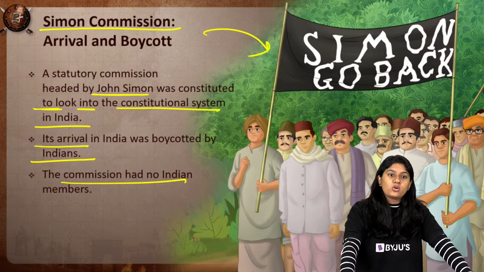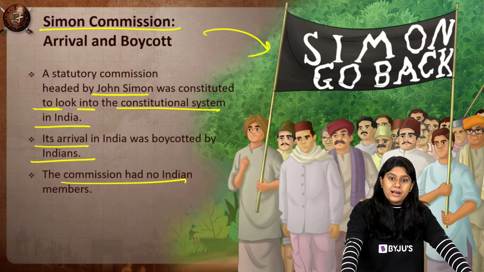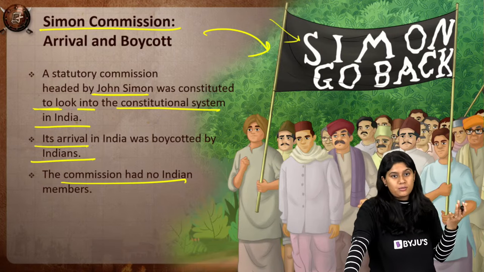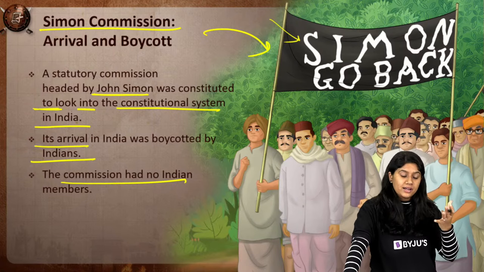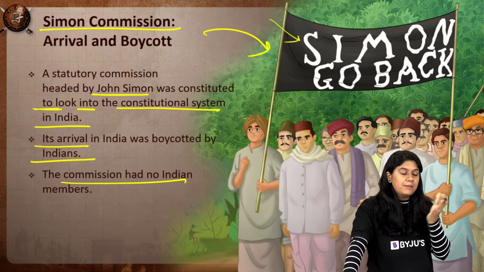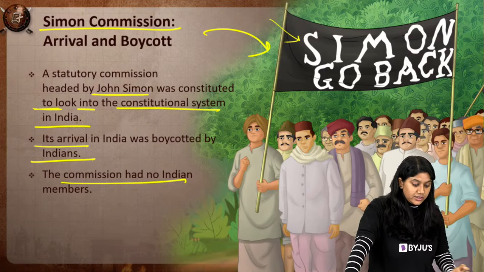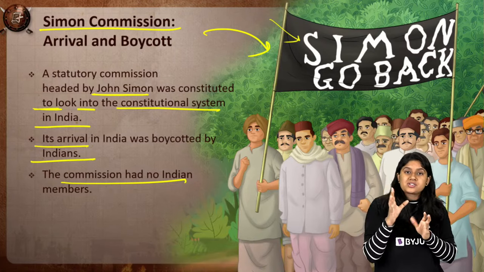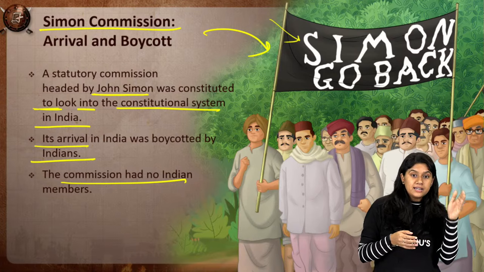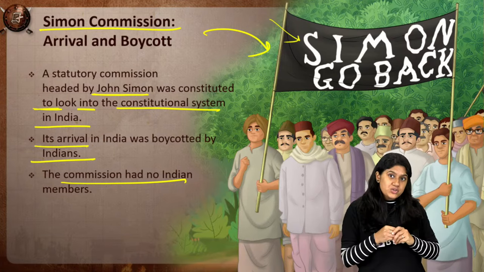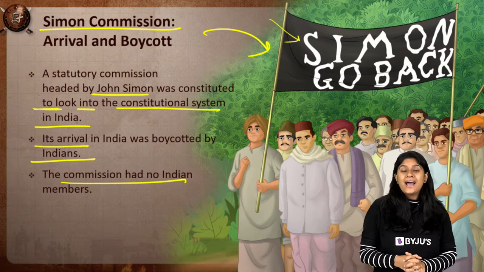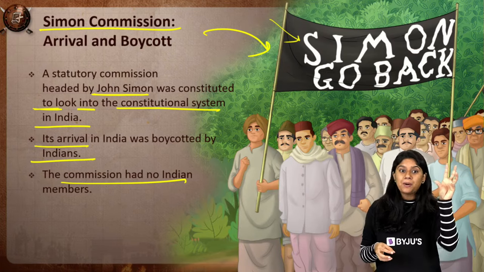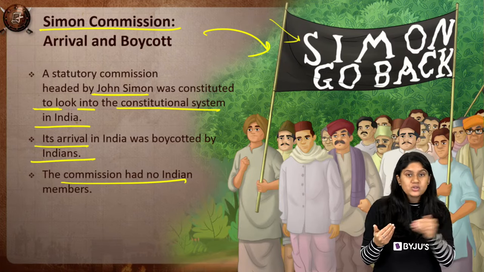We have a very famous slogan, Simon, go back. Simon, go back, right? Why are they saying this? They're saying it to the person and of course to the commission also, that Simon, go back. They don't want the Britishers to come and make a constitution for us, when Indians are not involved in it. Eventually we know that the constitution we have in our country had a lot of contribution from Britishers, right? But the constitution at that particular time had no Indians, though eventually we have the Indians there.